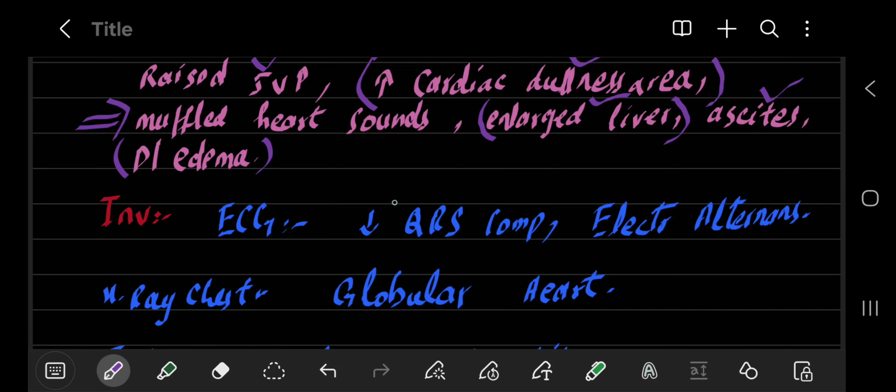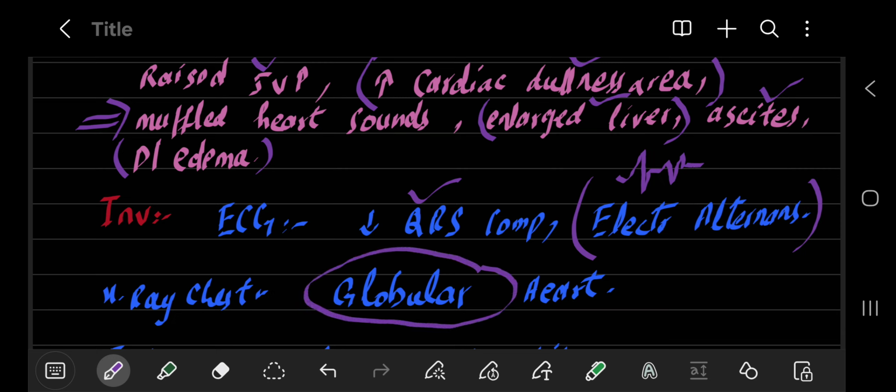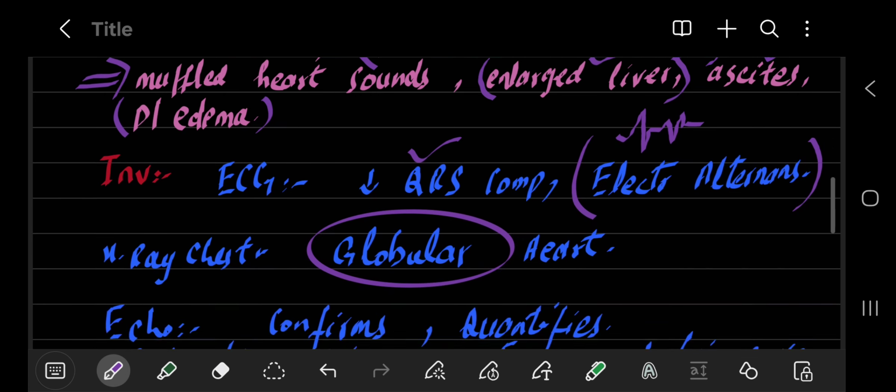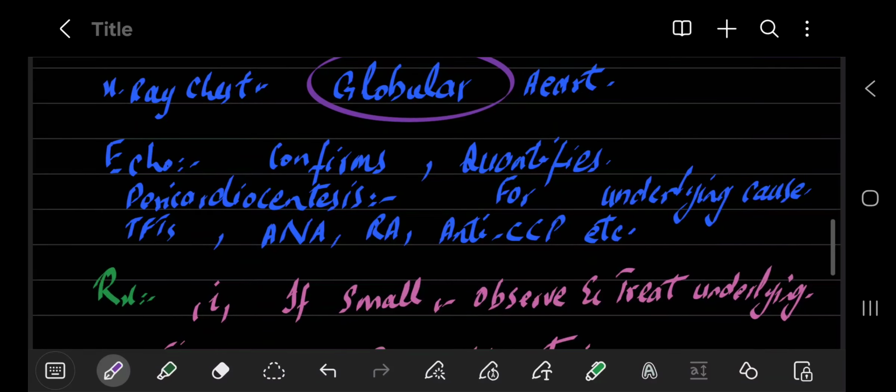Investigations: on ECG there is decreased amplitude of the QRS complexes, or there may be electrical alternans, that is some QRS complexes are large and some are small, so this is called electrical alternans. And X-ray chest shows globular heart due to presence of fluid around the heart. The echo helps us quantify the amount of fluid that is surrounding the heart, and it confirms our diagnosis.